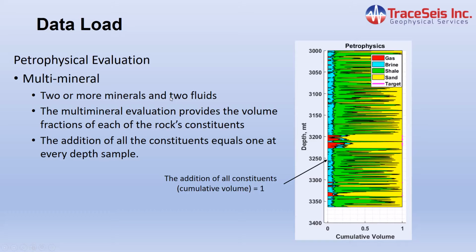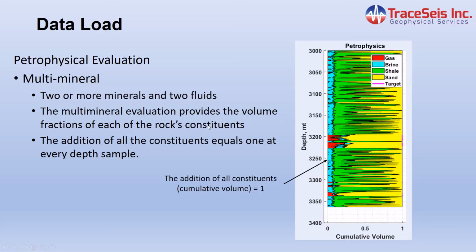The multimineral evaluation is constituted of two or more minerals and two fluids. The fluids are commonly the hydrocarbons and the brine. The main characteristic of this petrophysical evaluation is that the addition of all the constituents equals 1 at every depth sample. That is, if I take the volume of brine plus the volume of shale and the volume of sand, these are going to add up to 1.